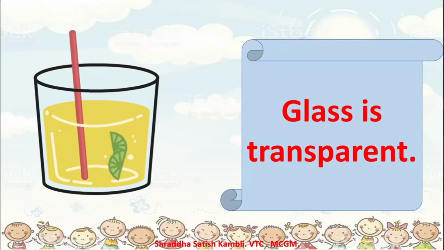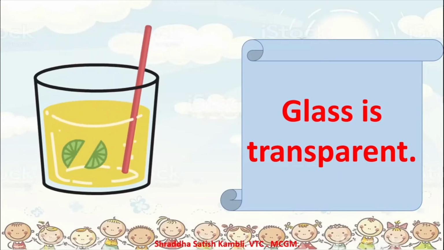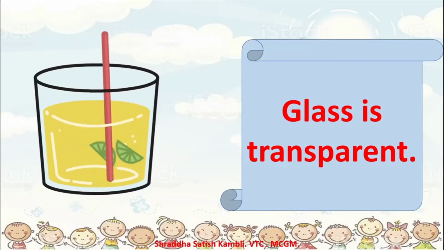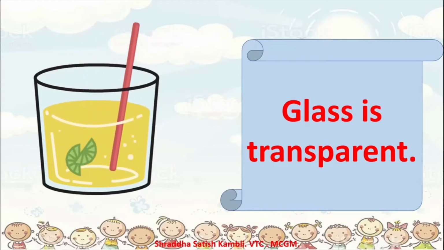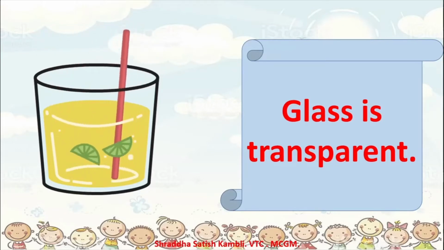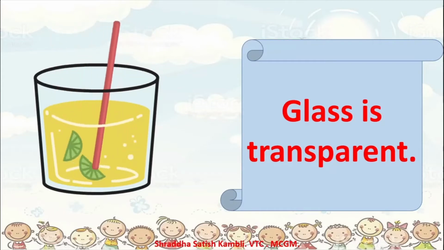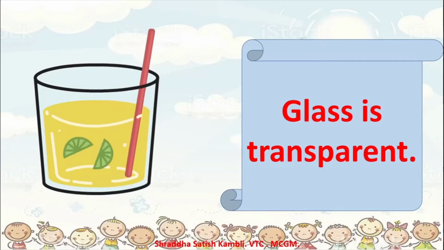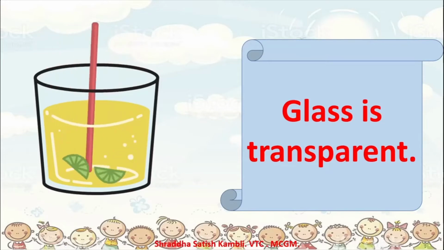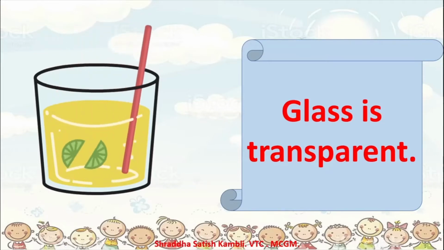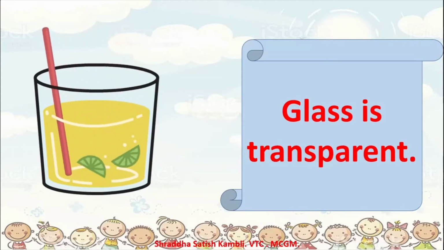Now we come to the next property or next quality of glass. Glass is transparent. Transparent means what? See, look, there is a glass over here and there are pieces of lemon in it, and you're using a red color straw and stirring the lemon juice. Now I am looking from outside, isn't it? We are all looking from outside the glass. But can you see the pieces of lemon moving around inside the glass? Yes. Can you see the straw moving around inside the glass? Of course we can see it. Why can you see it?